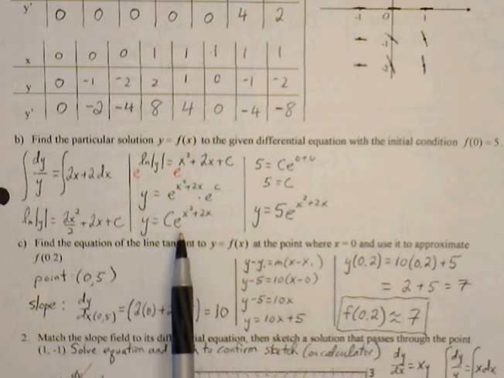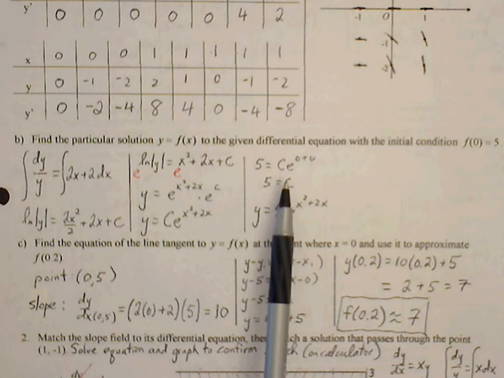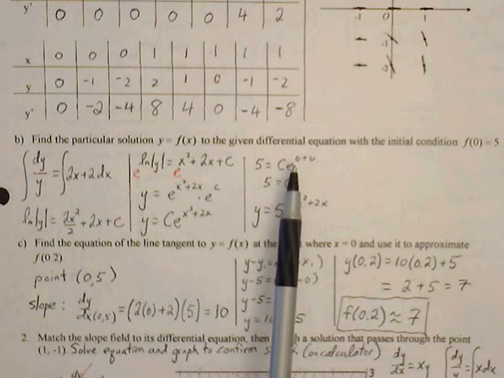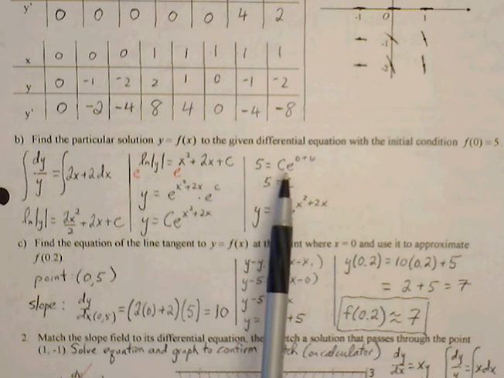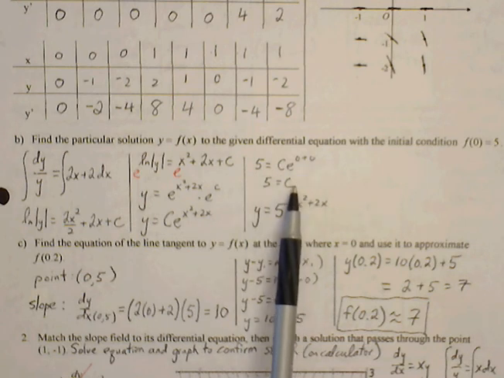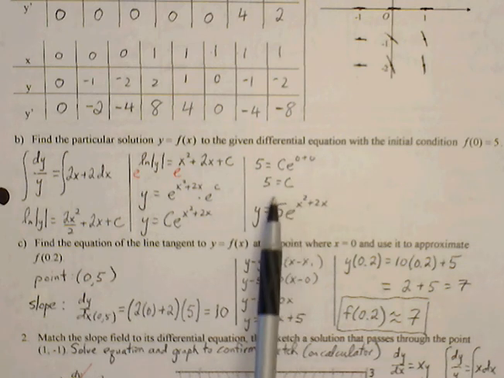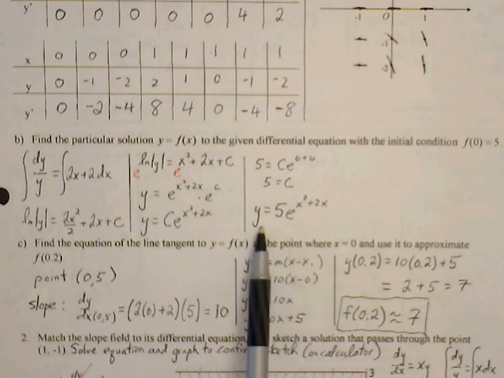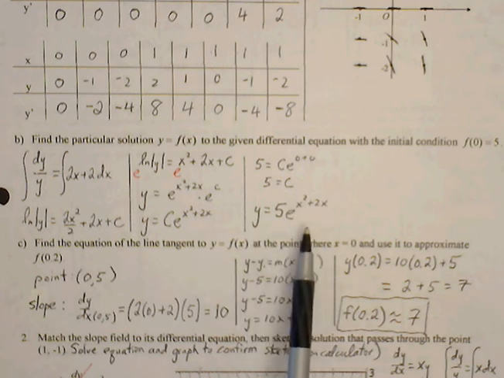Now we want to find our specific solution. So we plug the ordered pair in, 0 in for x, 5 in for y. e to the 0 is simply 1, so c times 1 is c, so c is equal to 5. So here we have our specific solution. y is equal to 5e to the x squared plus 2x.